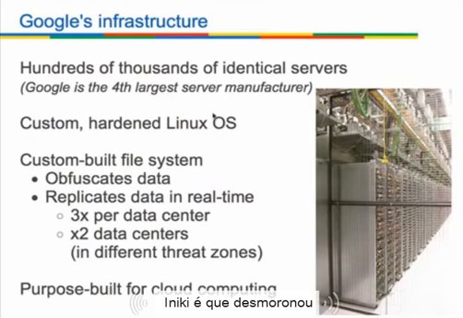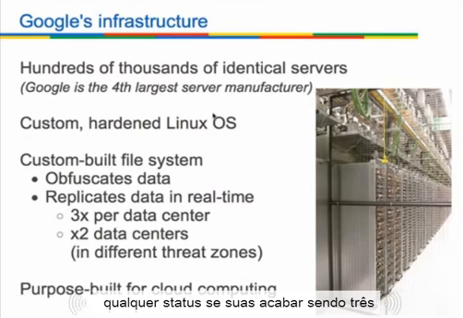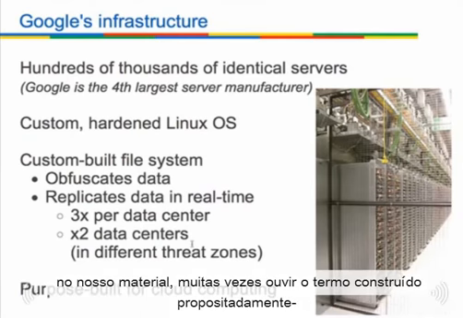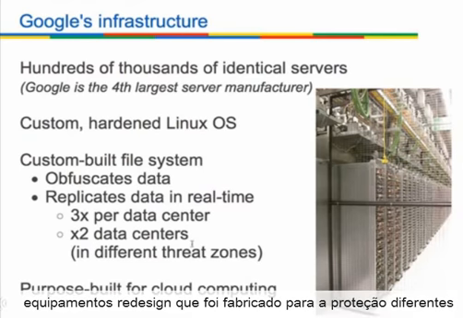In the case of Google Apps, the storage replication happens in real time, and we duplex the traffic to two disparate data centers. In each data center, there end up being 3 copies of every piece of information. So this is an environment that was purpose-built for cloud computing. In our material, you'll often hear the term purpose-built, referring specifically to the fact that we didn't simply redesign equipment that was manufactured for a different application.